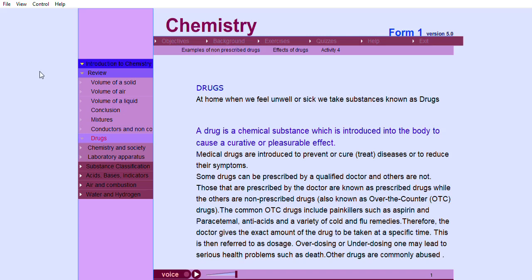The doctor gives the exact amount of the drug to be taken at a specific time. This is then referred to as dosage. Overdosing or underdosing may lead to serious health problems such as death.